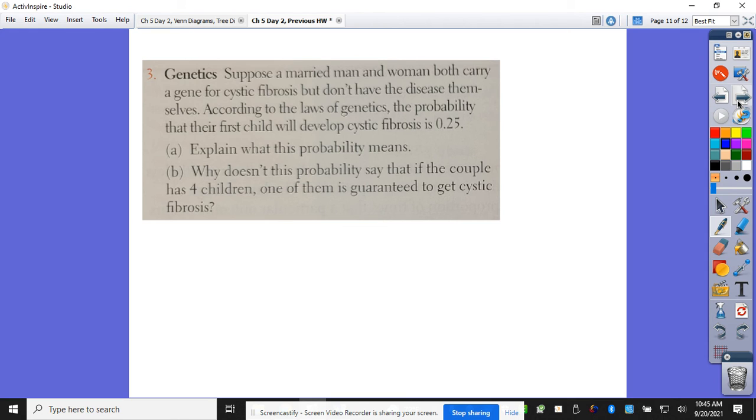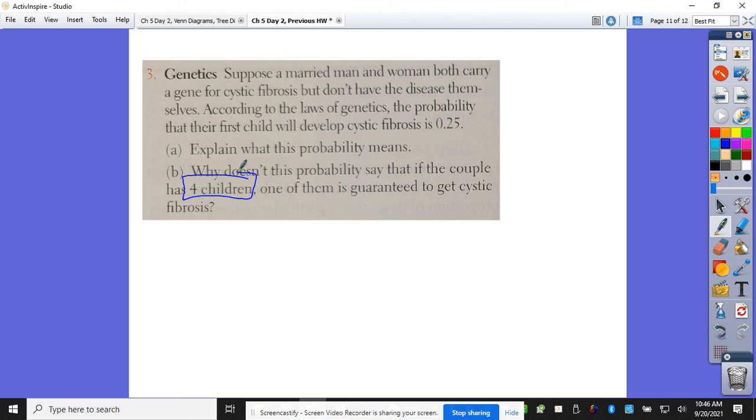Why does this probability not say that if the couple has 4 children, one of them is guaranteed to have cystic fibrosis? Because this is what? Small sample size. That is a very small sample size, and you are trying to apply a long-run probability to the short term, which you cannot do.